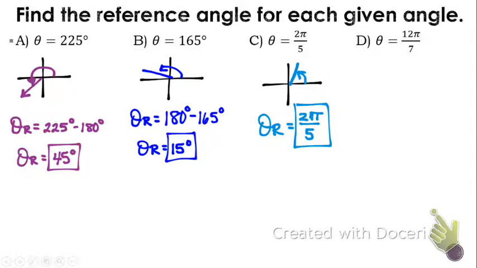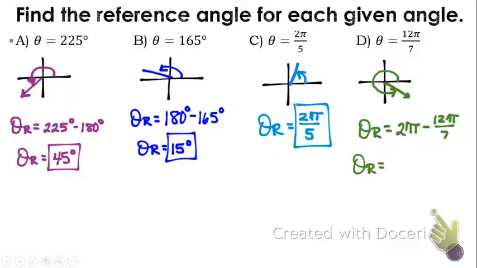Last one, 12 pi over 7. What quad? Fourth quadrant, because it's almost 2 pi, right? Theta r is going to be equal to 2 pi minus 12 pi over 7. How can I rewrite 2 pi so that it has a denominator of 7? 14 over 7. 14 pi over 7 minus 12 pi over 7. So what is theta r? 2 sevenths. 2 pi over 7.